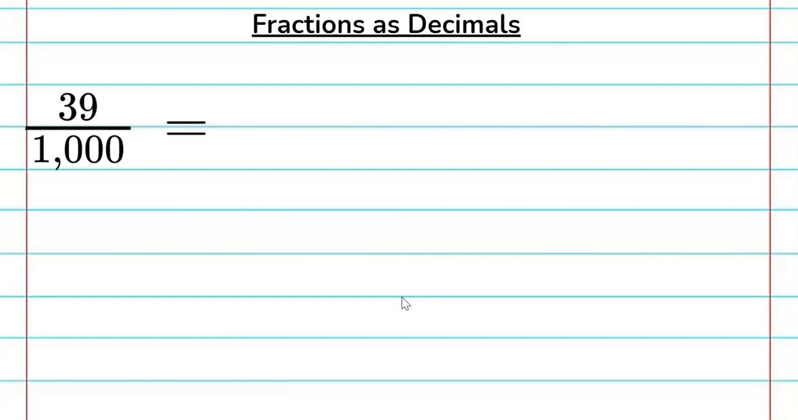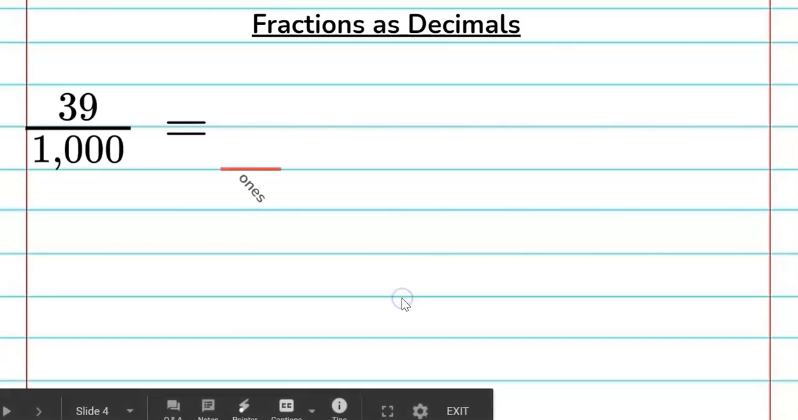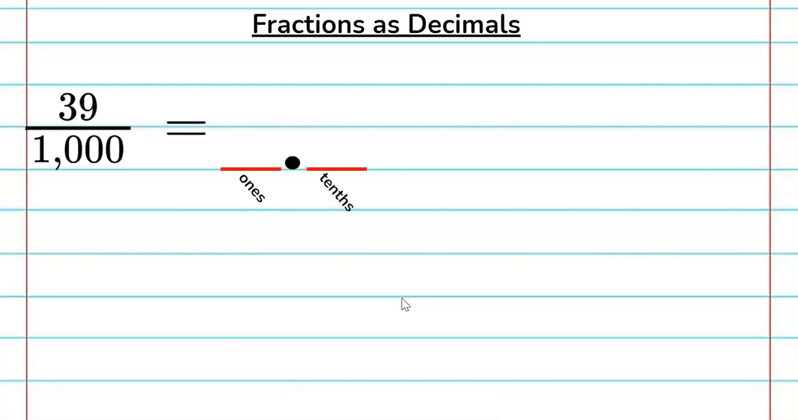So if your denominator is already a 10, a 100, or 1000, you can go straight to your decimal places. So all you need to do is make lines and a decimal point to show you that number of places. So here's what you're going to do in your notebook. Make a line for your ones place, a decimal point, a line for your tenths, a line for your hundredths, and a line for your thousandths.